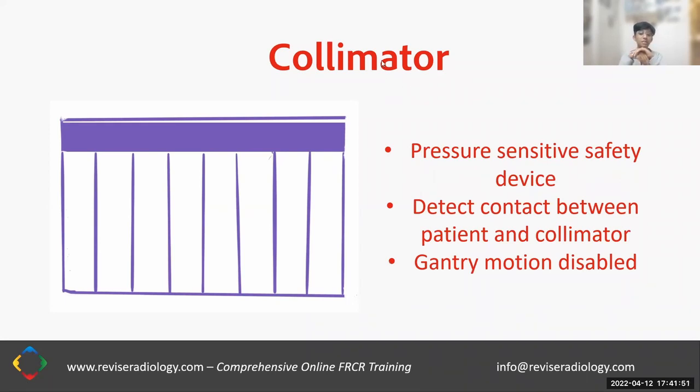A few other things when we're talking about the collimator design. There are pressure-sensitive safety devices which are included in the collimator design. How this device works is if there's ever a point when the collimator comes in touch with the patient's body, instantly the safety device feels a certain amount of pressure. An electronic circuit is triggered, and the gantry motion is disabled instantly, because that's not supposed to happen. The reason it might happen is because we want the collimator to be as close to the patient as possible.